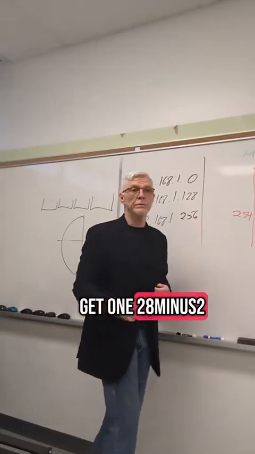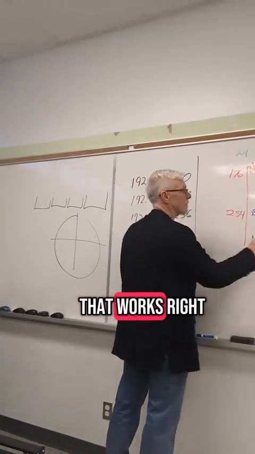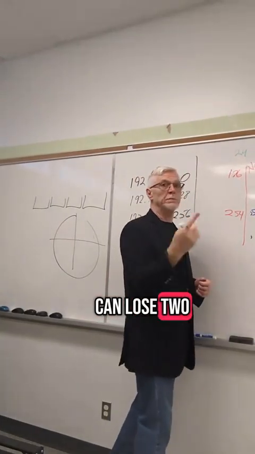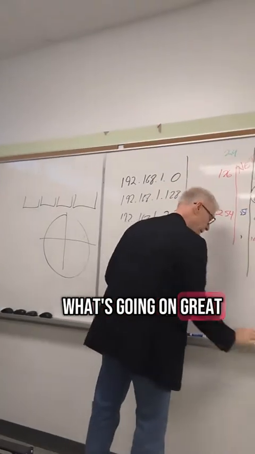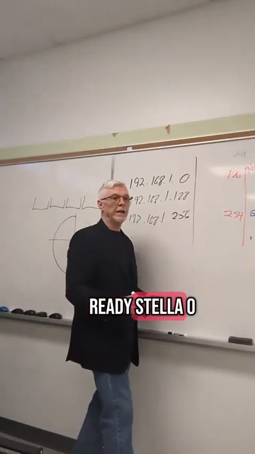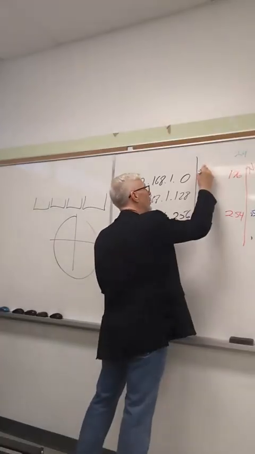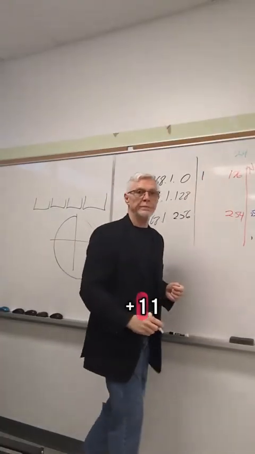128 minus 2, 126. Funny how that works, right? 128, but I'm going to lose 2. That tells me what's going on, which is great, and then we'll go with blue. Here's a tough one for you. Ready? Stella? 0 plus 1 is? 1. 128 plus 1?